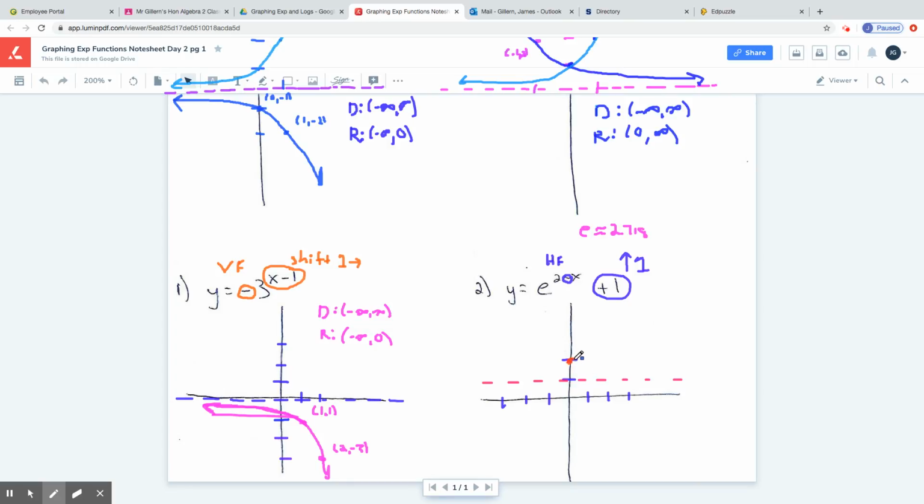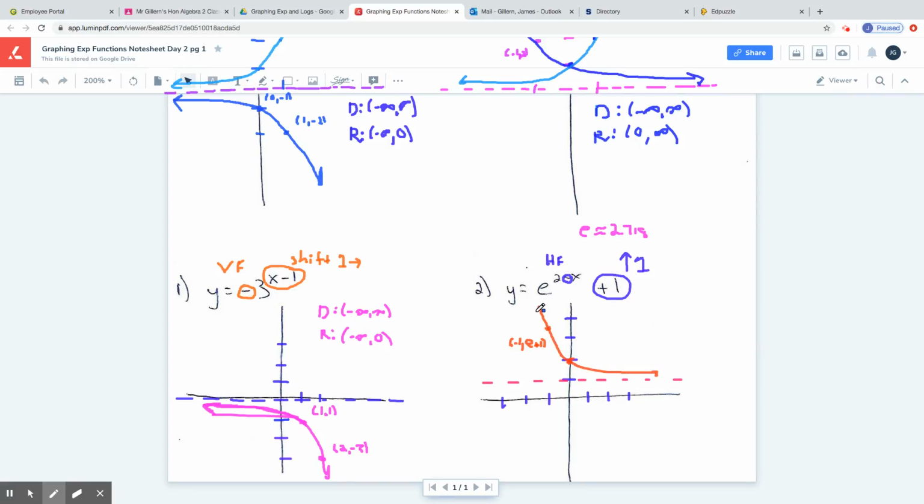All right. Now, my other point was at 1 comma e, which is somewhere in this area here. 2.718 is like right here. So if I do a horizontal flip over the y-axis, instead of being at 1 comma e, I'm going to be at negative 1 comma e, and then I'm going to move up 1, which is like right here. Now that point, the way we can label it, it's negative 1, and if I did e plus 1, that's roughly 3.718. Don't have to write that. Just write literally e plus 1.